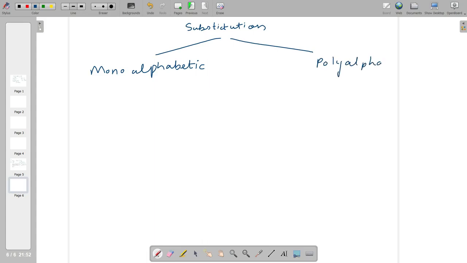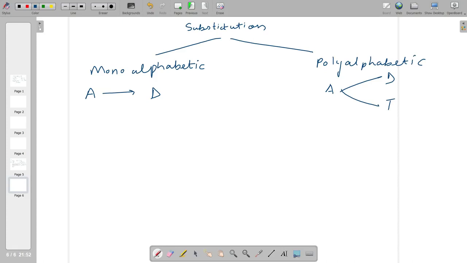Monoalphabetic substitution cipher means one alphabet is mapped to a fixed alphabet. Like we are talking about the English alphabet. If A is mapped to D, then every time A will be mapped to D only. But in a polyalphabetic substitution cipher, even in a single encryption, a letter can be mapped to different alphabets. So these are two different substitution ciphers: monoalphabetic and polyalphabetic.